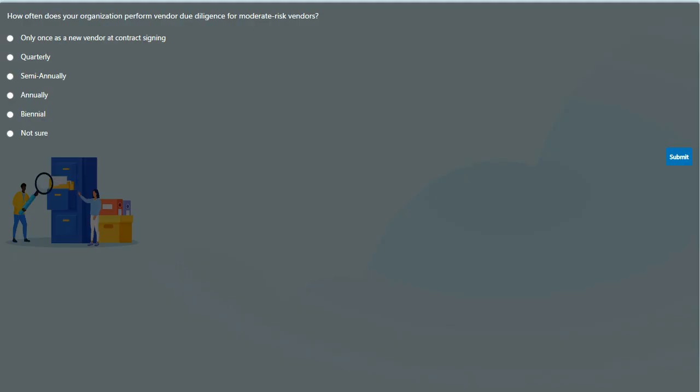Our next poll question is, how often does your organization perform vendor due diligence for moderate risk vendors? Only once as a new vendor at contract signing, quarterly, semi-annually, annually, biannually, or you're not sure.